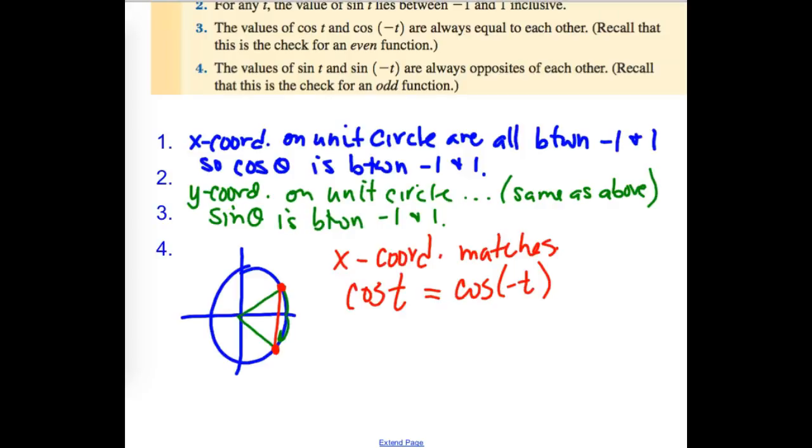Question 4. The value for the sine of t and the sine of negative t will always be opposites of each other. Well, we can use our same picture, but now sine, we're talking about what? We're talking about y coordinates, correct? So let's think about our y values. Okay, so the y coordinate here and the y coordinate here, right? We're going the same distance but in opposite directions. So we'd have opposite answers. Okay?